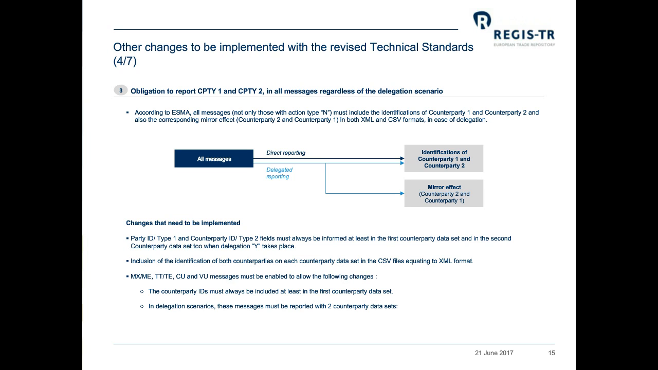Also, many fields do not follow a common structure in the CSV and the XML file. For example, naming and the order in which fields are placed is not the same for both file types. So REGIS-TR has designed to realign these fields so both file types, CSV and XML, will have the same order. The CSV message structure will be updated in order to be like the XML message structure. Names will also be updated.